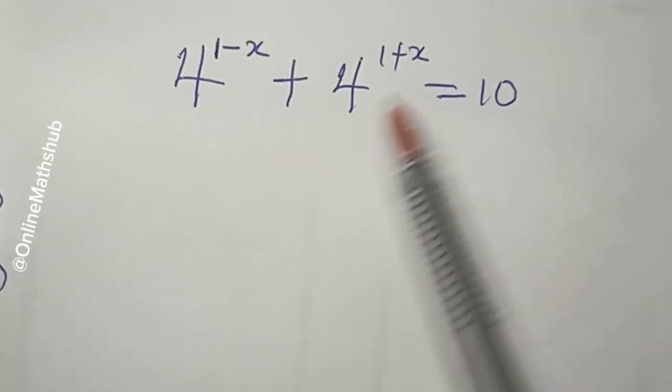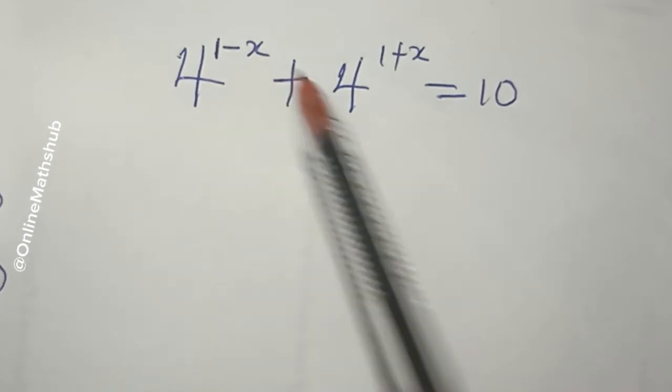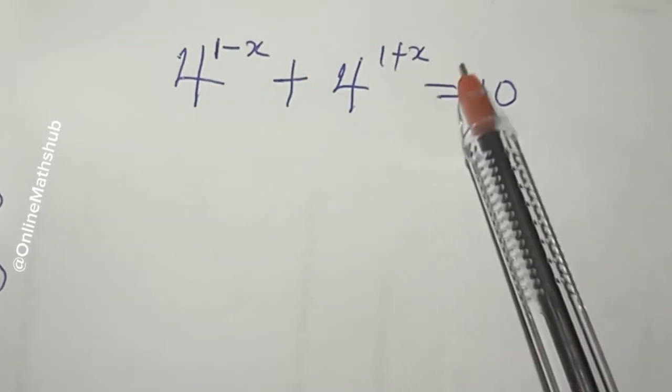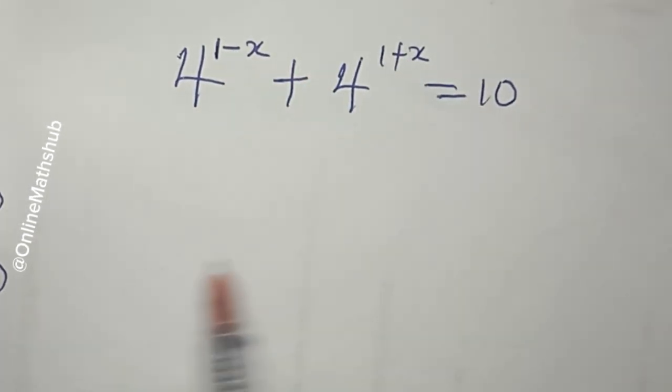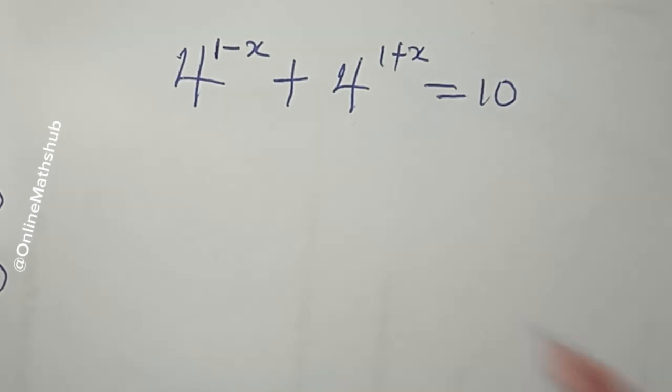So we have this interesting equation right here to solve. What we have here is 4 power 1 minus x plus 4 power 1 plus x is equal to 10. And of course our job is pretty simple: to find the value of x that is going to satisfy this equation.